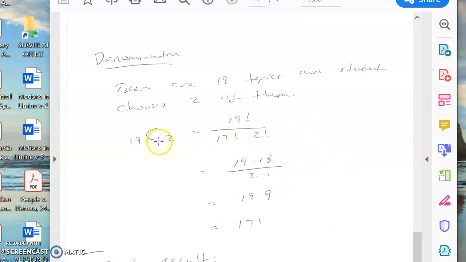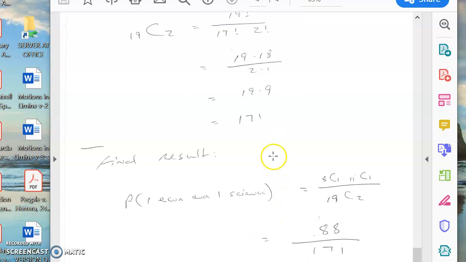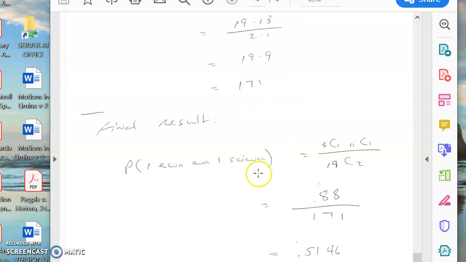So it's always going to be the first 2 numbers here. 19 times 18 is what's going to be on the top. And then on the bottom, here's the 2 factorial. That's 2 times 1. So 19 times 18 over 2. 2 and 18 cancel out, gives me 9. So 19 times 9 is 171. So on the bottom, I've got 171.